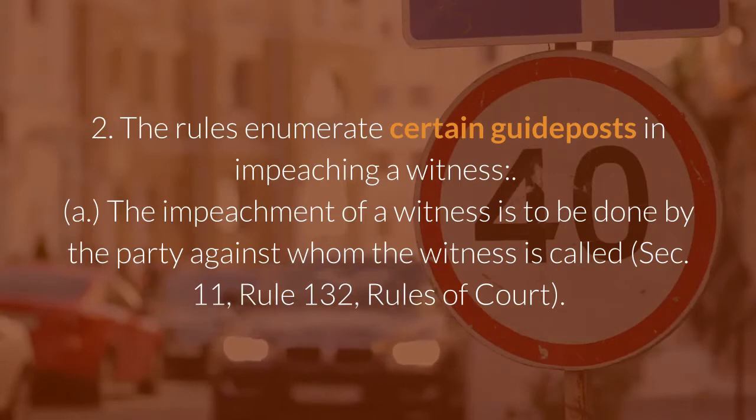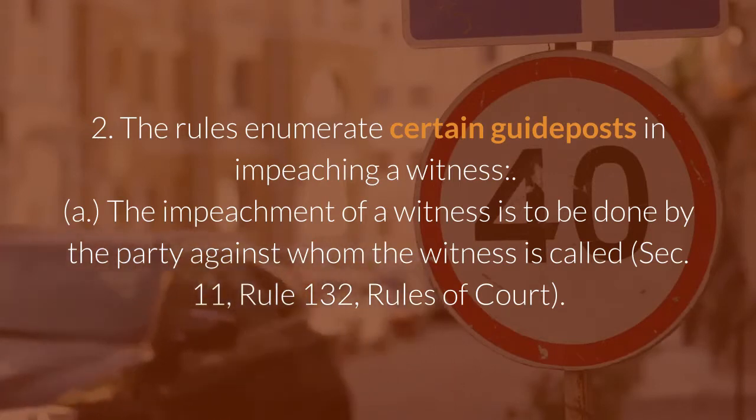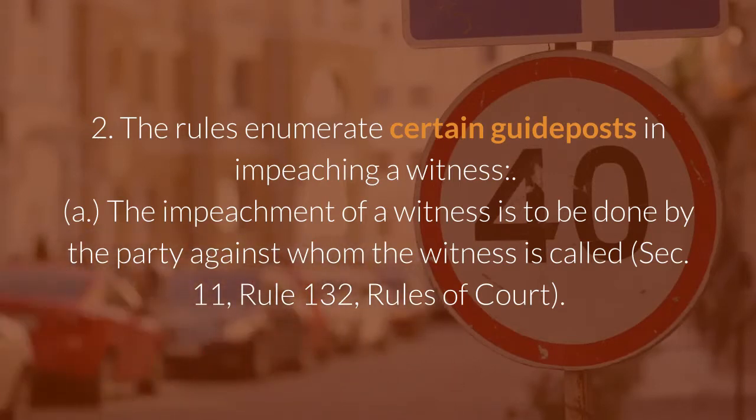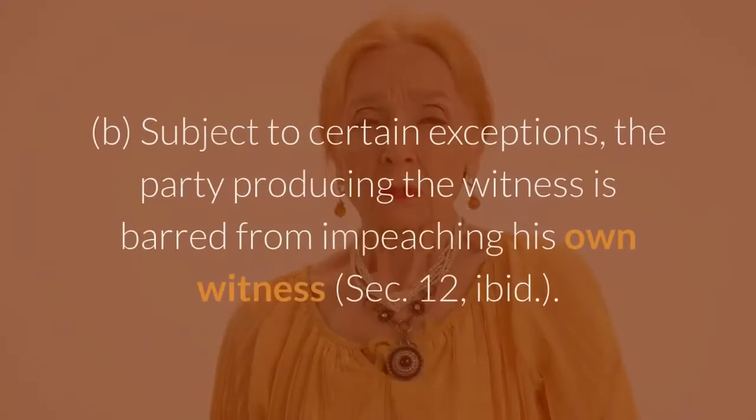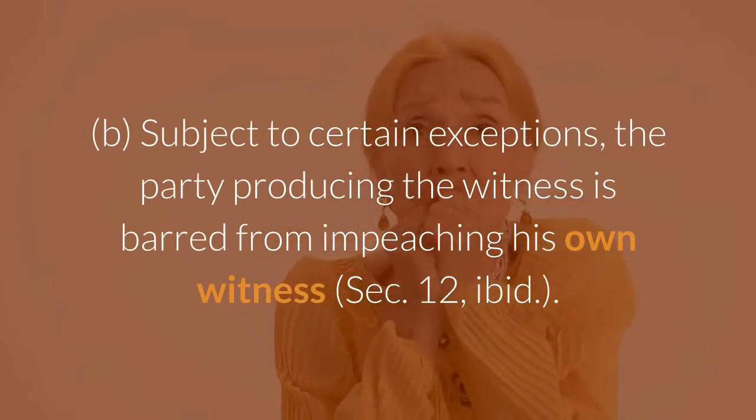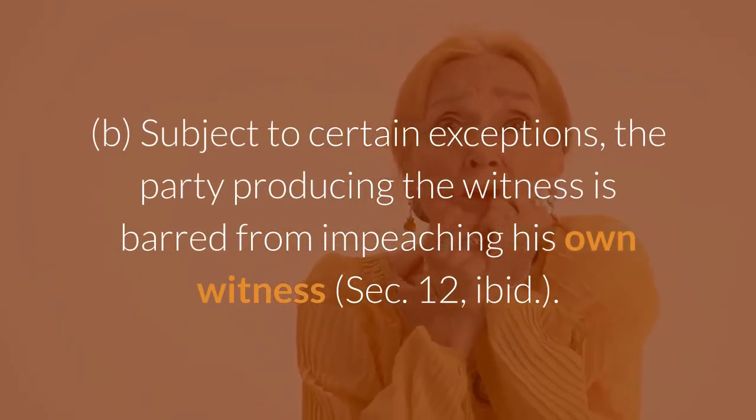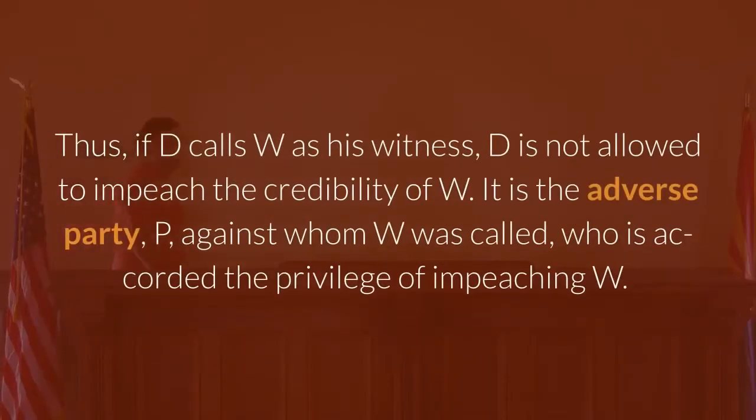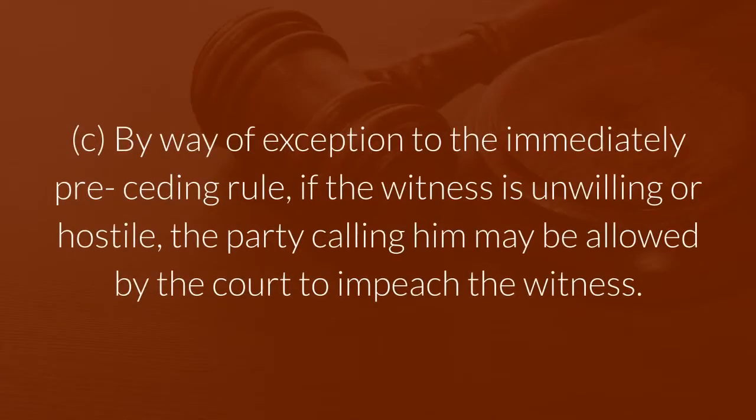2. The rules enumerate certain guideposts in impeaching a witness. A. The impeachment of a witness is to be done by the party against whom the witness is called. Sec. 11, Rule 132, Rules of Court. B. Subject to certain exceptions, the party producing the witness is barred from impeaching his own witness. Sec. 12, Ibid. Thus, if D calls W as his witness, D is not allowed to impeach the credibility of W. It is the adverse party, P, against whom W was called, who is accorded the privilege of impeaching W.